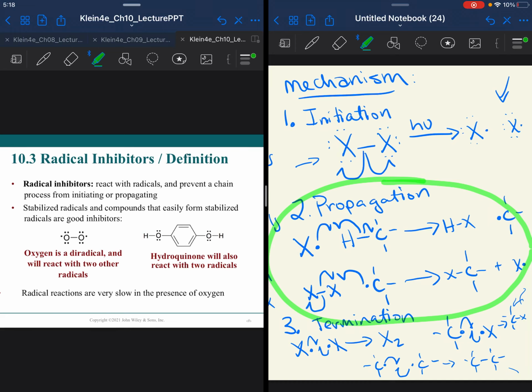So oxygen, O2, is actually a diradical and it's very reactive with a number of different things. It's responsible for a lot of aging. And so a lot of things that we look at for anti-aging, for our skin, for our bodies, for our foods, are called antioxidants because they react with these oxygen radicals. This is just one example of a radical inhibitor.